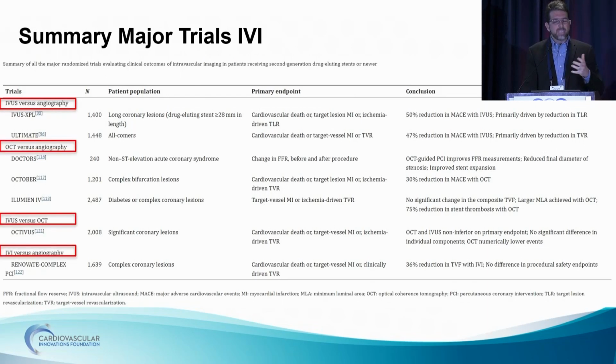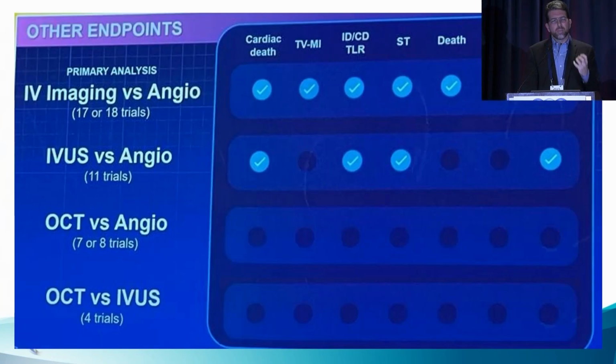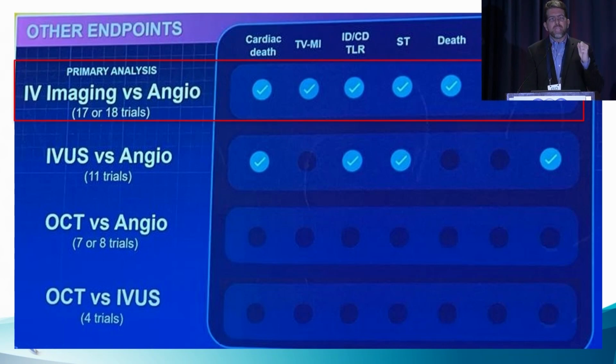And now we have robust data showing that intravascular imaging, either IVUS or OCT, can reduce cardiac death, can reduce myocardial infarct, and can reduce target lesion revascularization, and even stent thrombosis. So if you compare intravascular imaging with angiography, you can have great procedural and clinical outcomes.